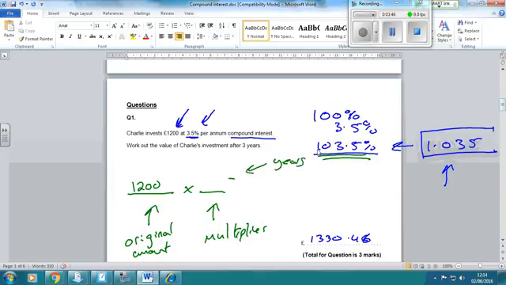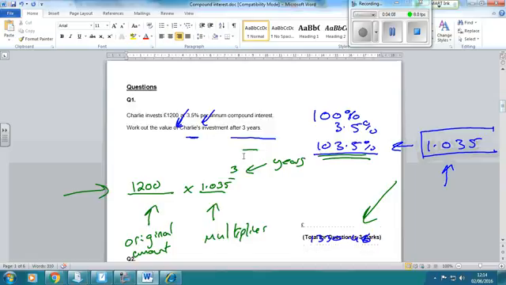So our multiplier is 1.035, and the number of years is 3. So if on our calculator we do 1,200 times by 1.035 to the power of 3, lo and behold, we get this answer down here. So this is a quick method once we've done our revision, once we're confident using it. So now let's have a look at the next question.